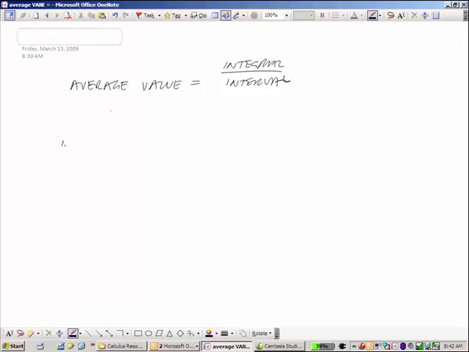So, if you number along with me, you'll find that your homework will be easy. If we find the average value of f of x equals x on the interval 2, 4, can anyone do that quickly in their head? No? Okay, that's fine. I need the integral from 2 to 4 of x dx over 4 minus 2.